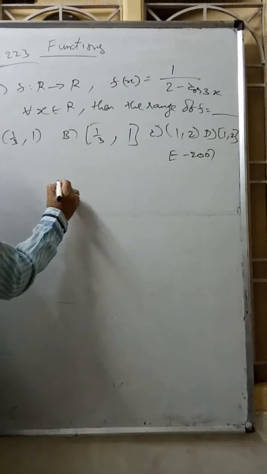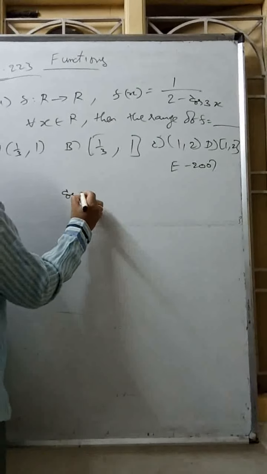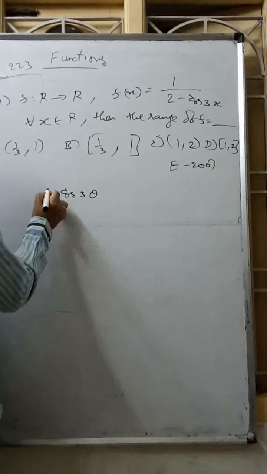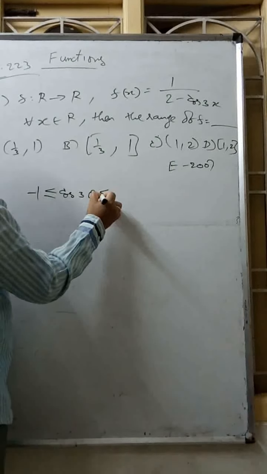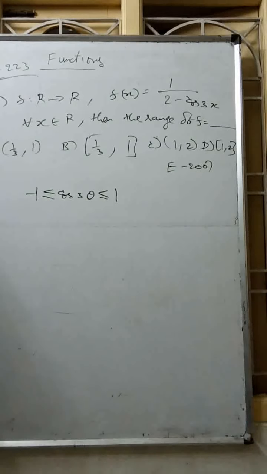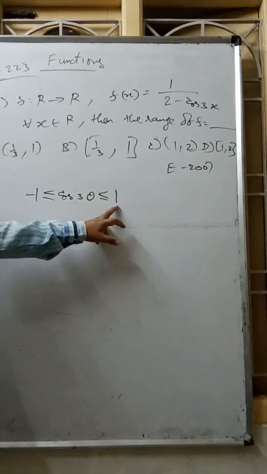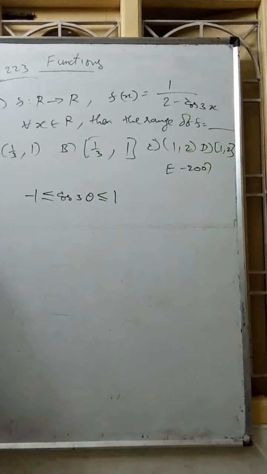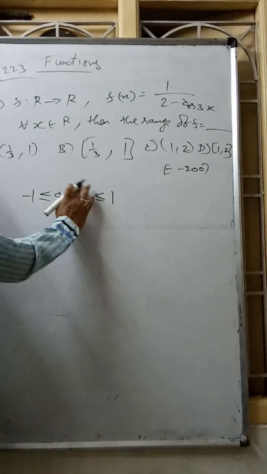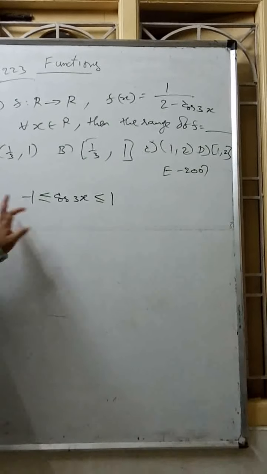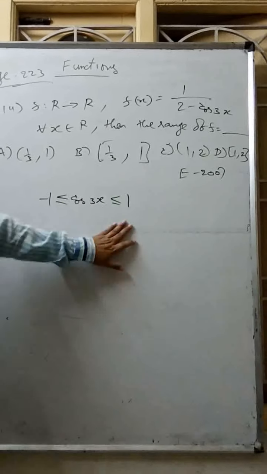So we know that the range of cos 3x, or cos theta, is always between minus 1 to plus 1. Whether it is theta or 3x or anything, this 3x is theta here. So cos theta lies between minus 1 to plus 1.